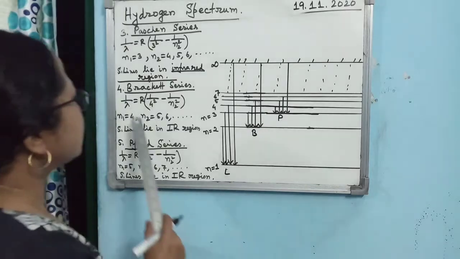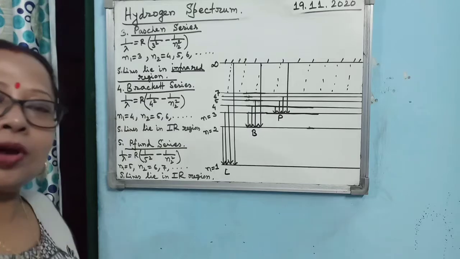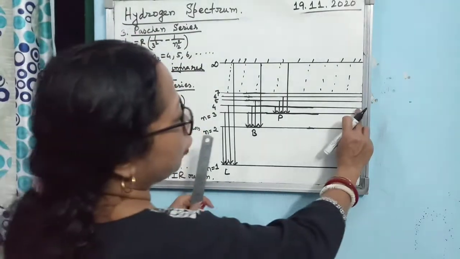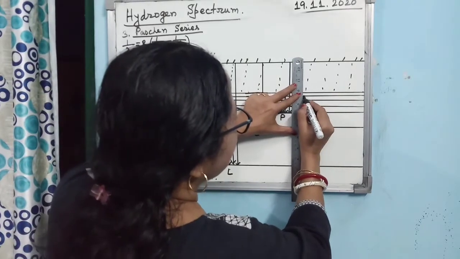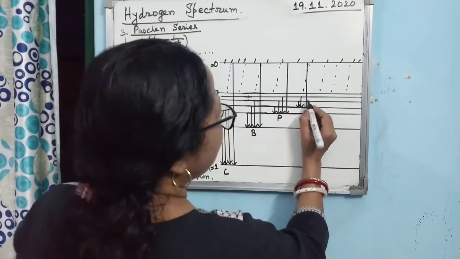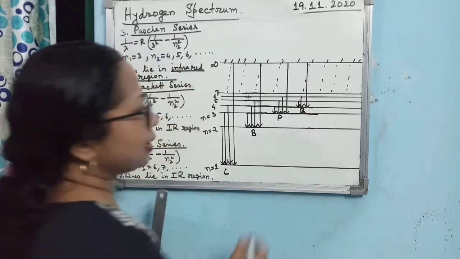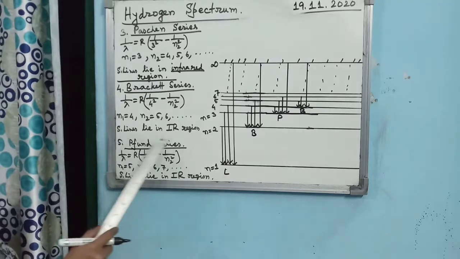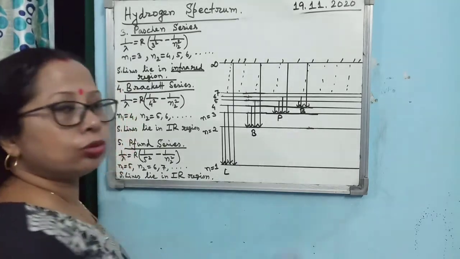And then the next one is known as the Brackett series. It is obvious what the destination will be: the fourth one. So from the fifth one it will come to the fourth one, then from infinity it will come to the fourth one. This is known as the Brackett series, and for Brackett series, the spectral lines lie in the infrared region. For any series, at least try to draw 3 lines.